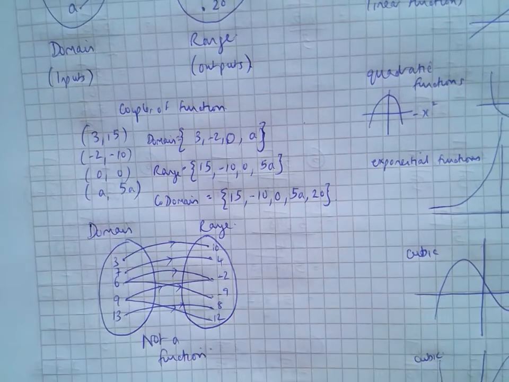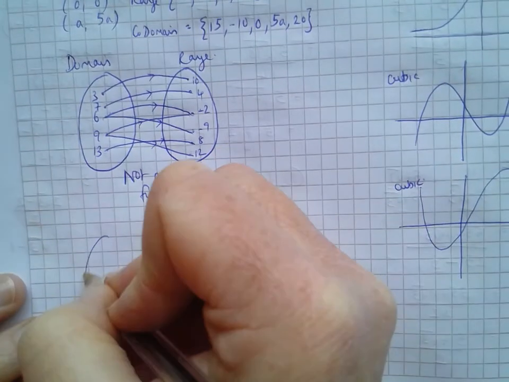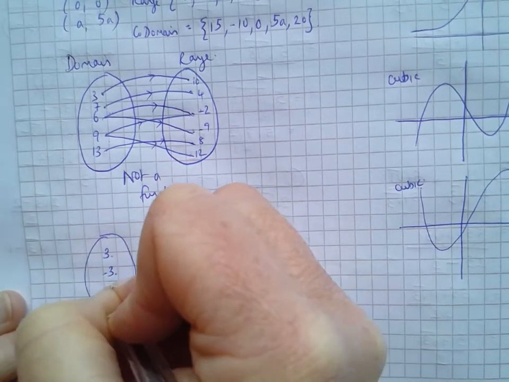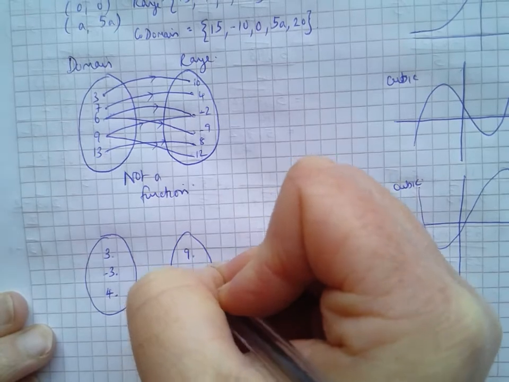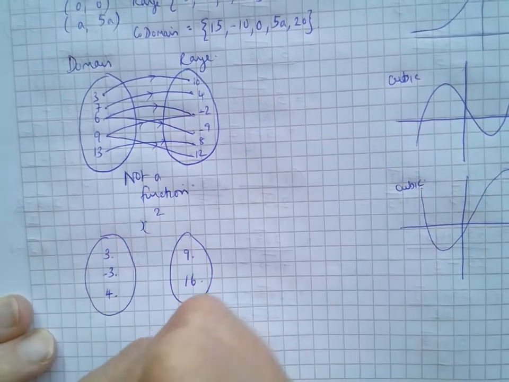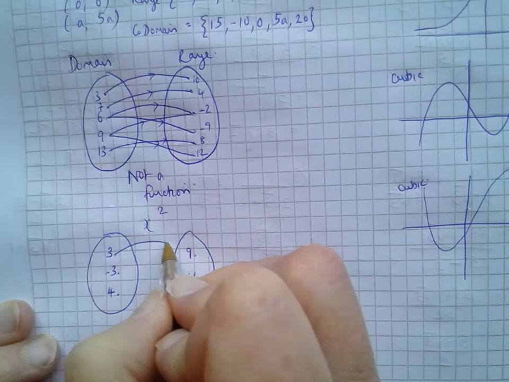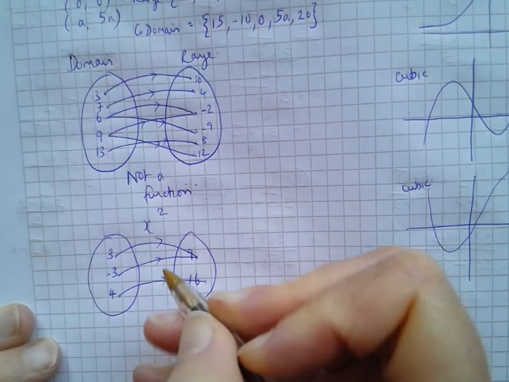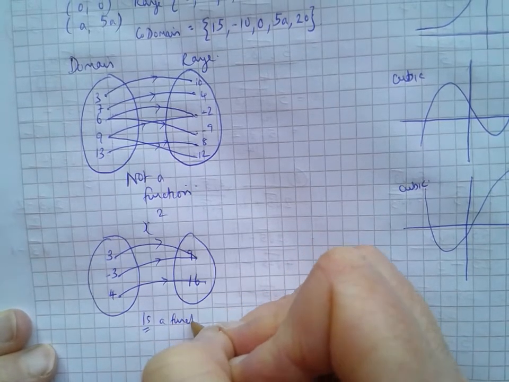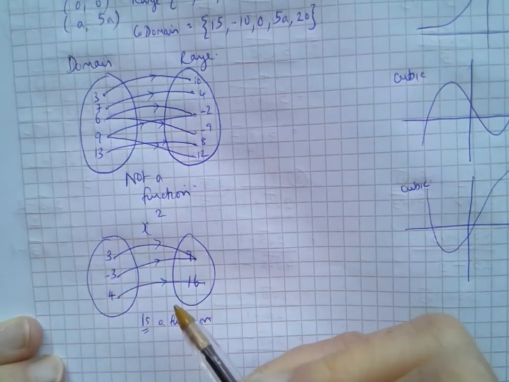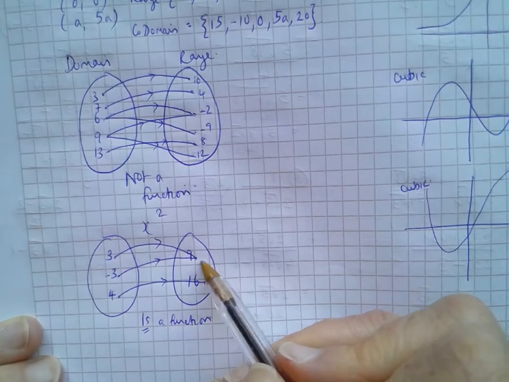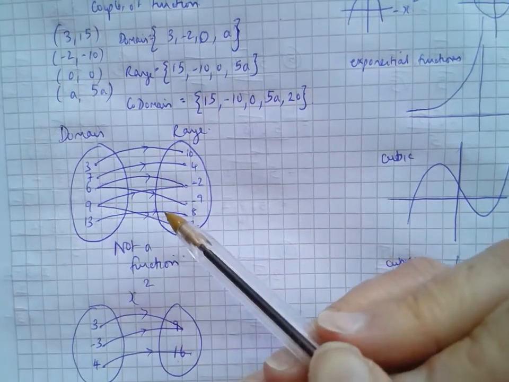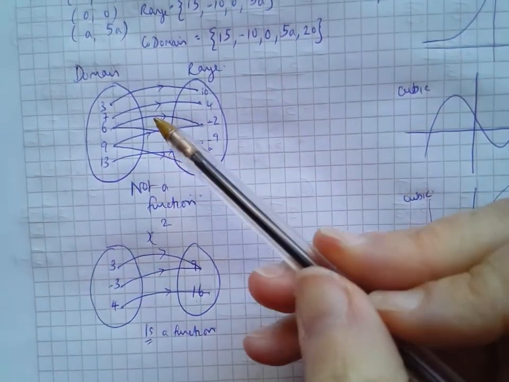Okay. However, if we had a smaller one here, let's say 3, minus 3, and 4, and we had 9 and 16, if this was the function x squared, well, 3 would go to 9, and minus 3 would also go to 9, and 4 would go to 16. This is a function, because each input only has one output, which is 9 here, or 16, whereas here some inputs have 2 outputs, so they're not functions. So this is a function and this is not a function.